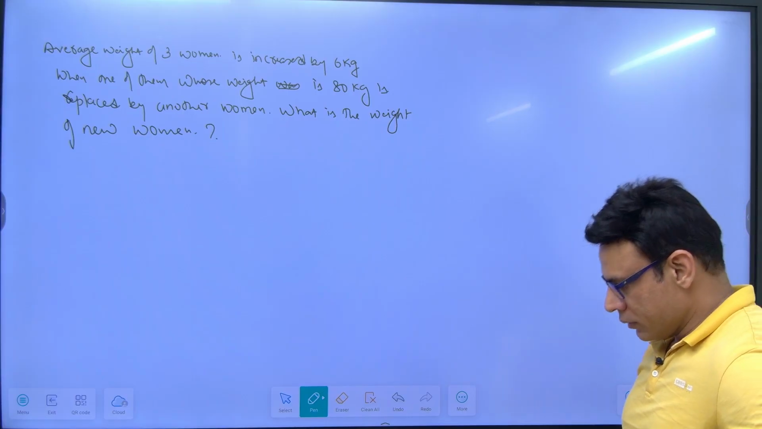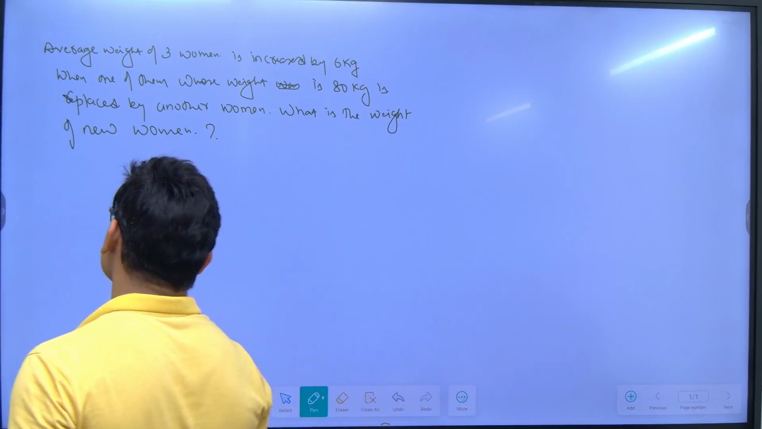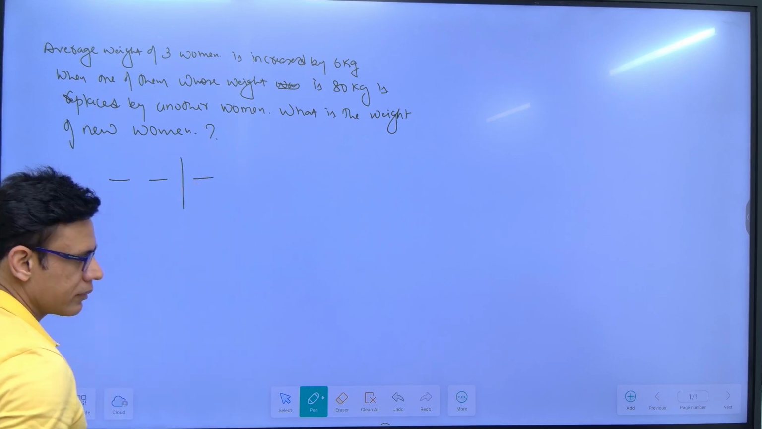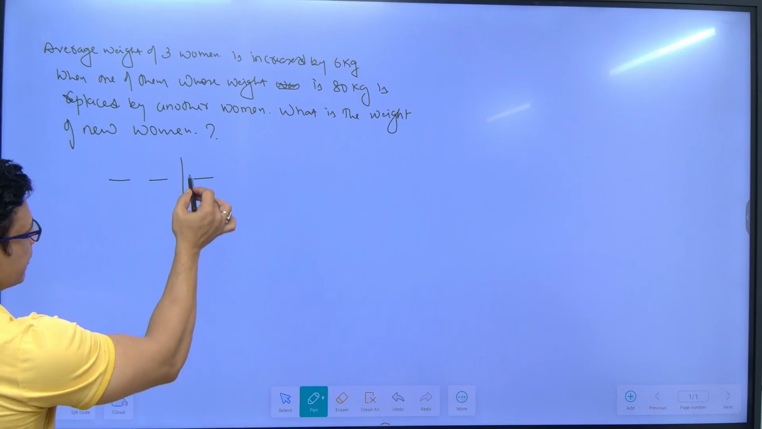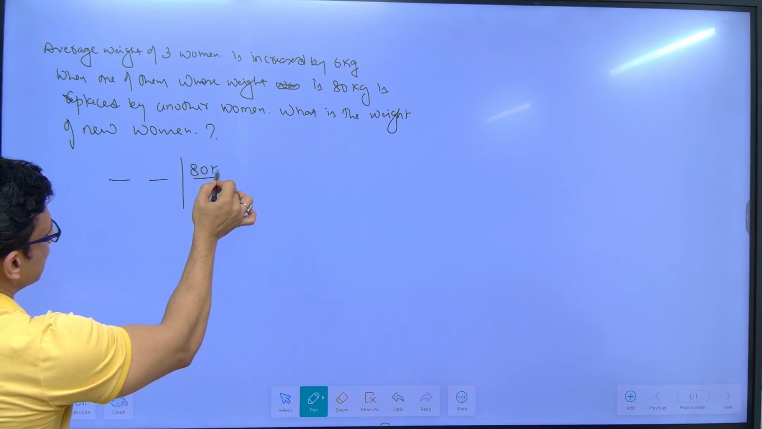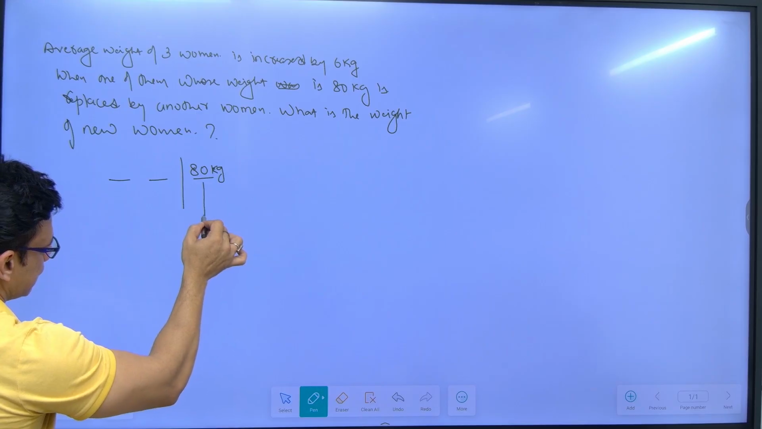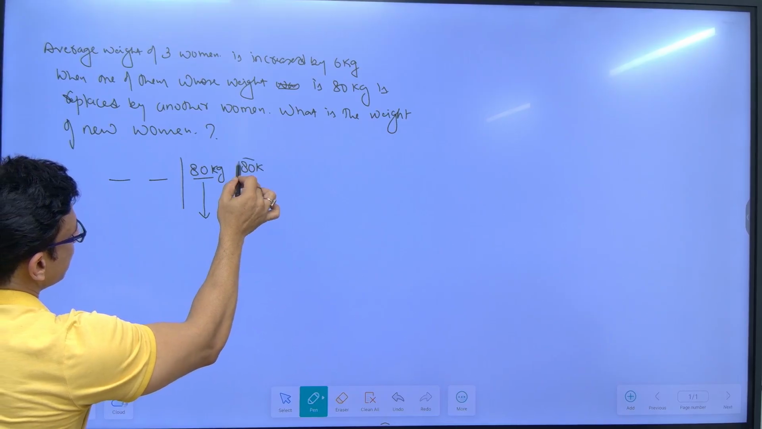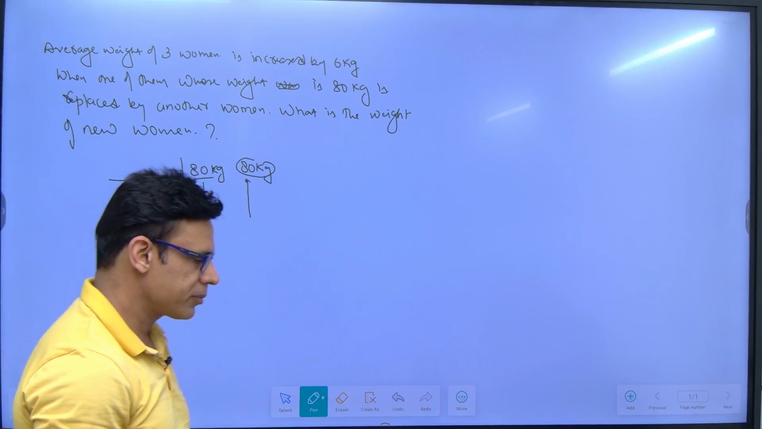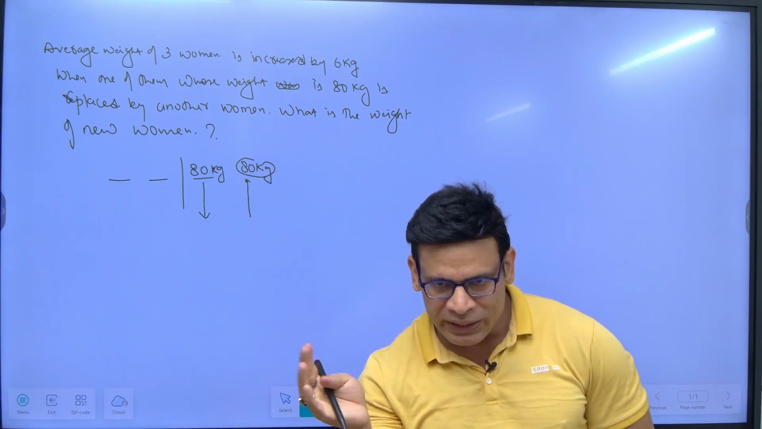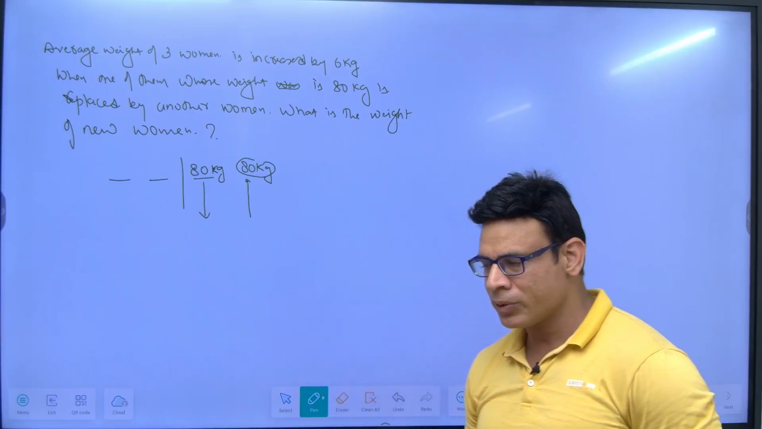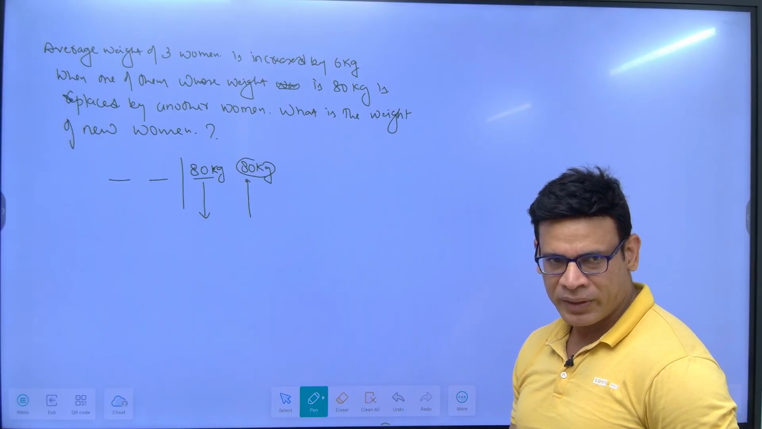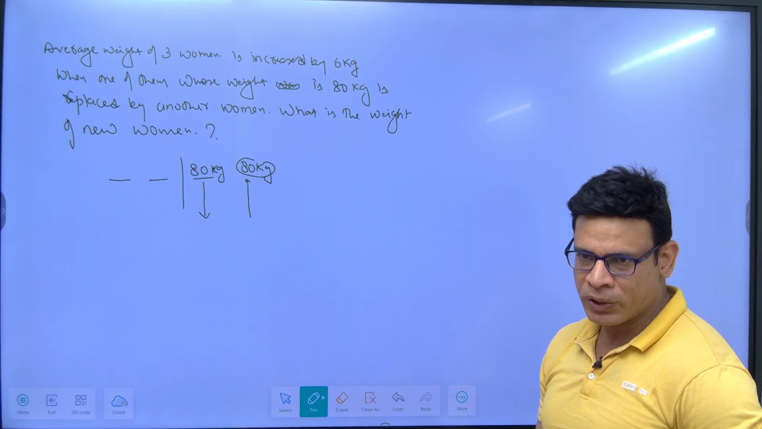3 women are there. 1, 2, and 3. The third woman, whose weight is what? 80 kgs. If she goes and another one also comes with 80 kg of weight, will the average change? If 80 kg is going and 80 kg is coming in, will the average change? No, average will remain same. But this new one is getting some extra weight. That weight, she will distribute it what?